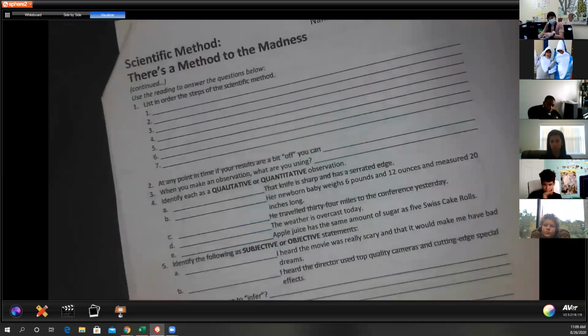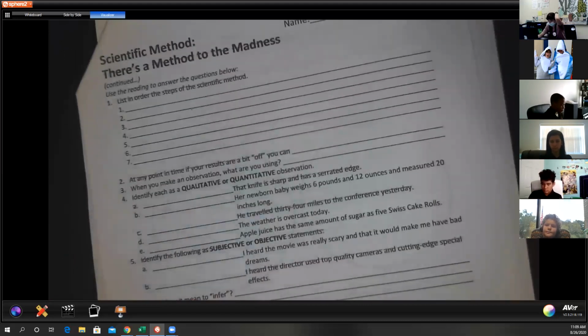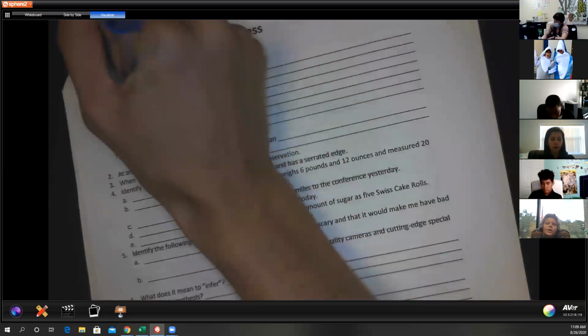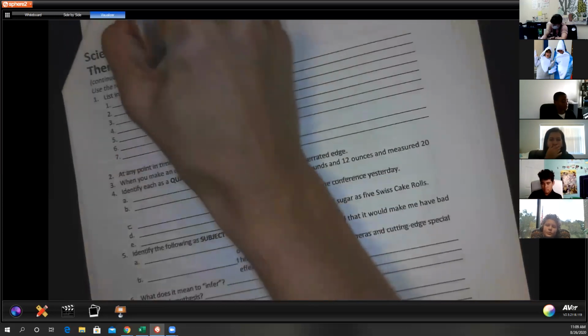All right, let's see if we can, without looking at our previous page, list the steps of the scientific method in order. What's our first one? We can ask a question. Without looking, yes, ask a question.